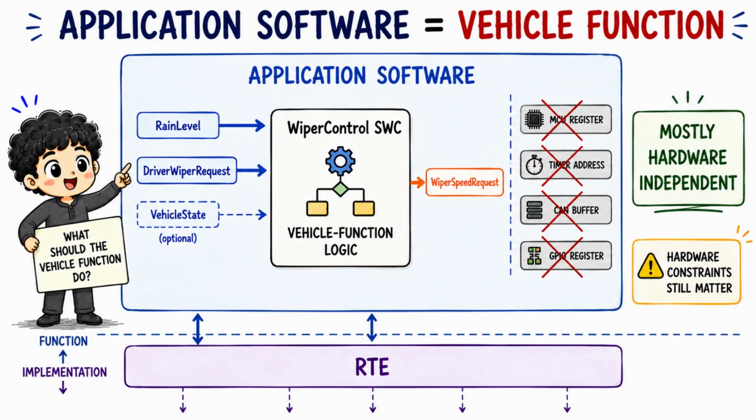A software component should focus primarily on the function it performs, rather than knowing every low-level detail of the microcontroller underneath it. The wiper control component should not need to contain a register address just because one particular ECU uses one particular timer peripheral. The Classic platform describes application software as mostly hardware independent. Mostly is an important word. The software still executes on real hardware. CPU performance, memory, timing, peripherals, and safety requirements still matter. AUTOSAR is reducing unnecessary hardware dependency, not pretending hardware does not exist.